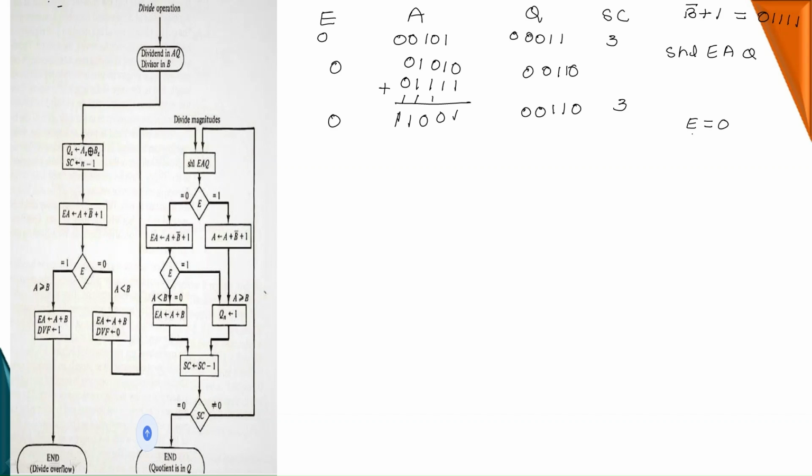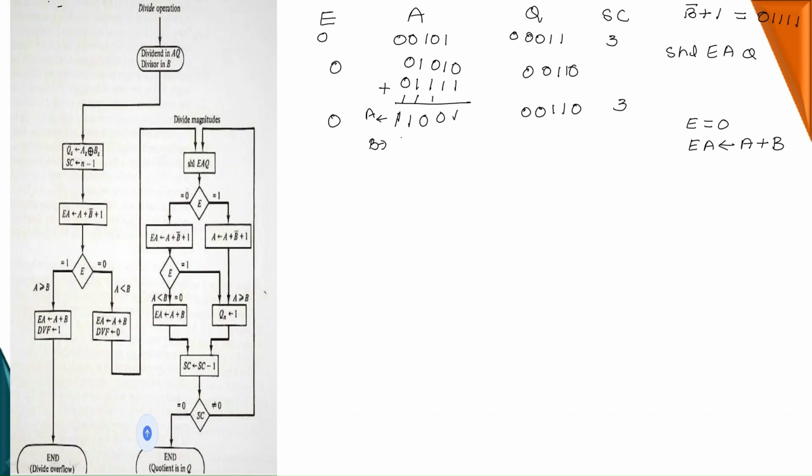So when E is equal to 0, you have to perform EA implies A plus B, right? So what is the value of A? 11001. This is your value of A. You add B to it.